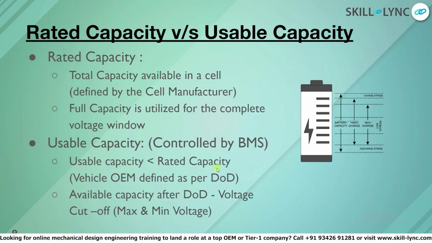But that's fine, because when we are not allowing the cell to see the charge and discharge stresses, the cell is operating in a comfort zone, which means we are going to have higher life cycles. So we need to choose a cell with slightly higher capacity, and then we are still fine with it. We will achieve all the life cycles that we need. So this is how we trade off between rated capacity and usable capacity. And how is it done? It is done by programming the BMS by controlling the voltage cutoff.